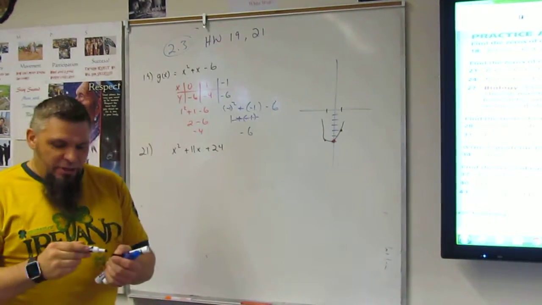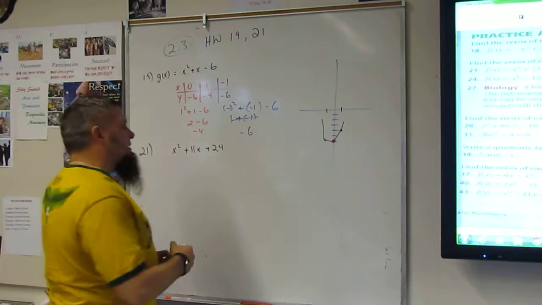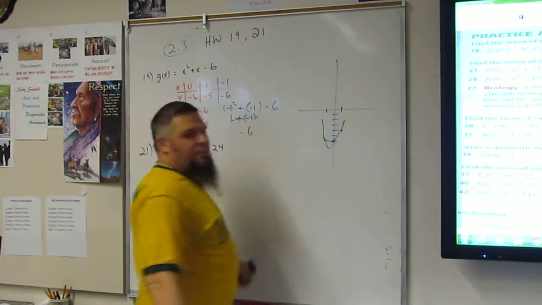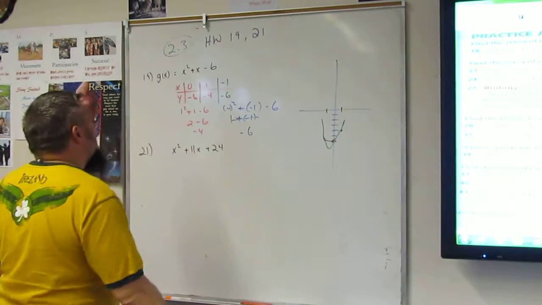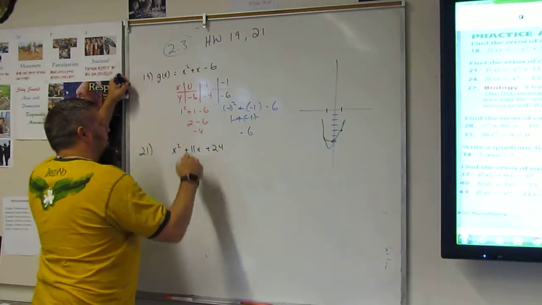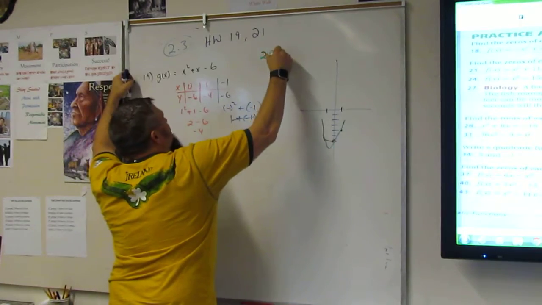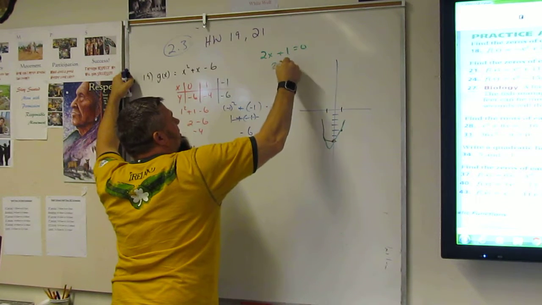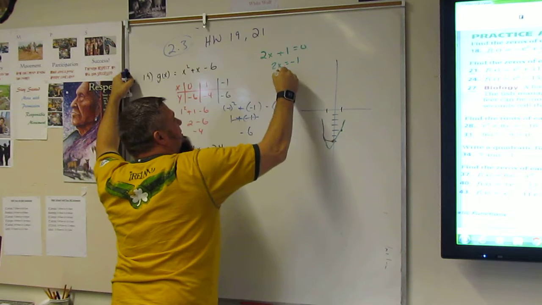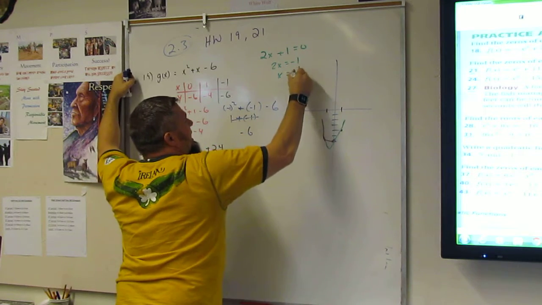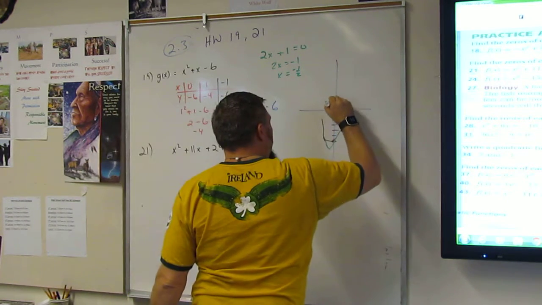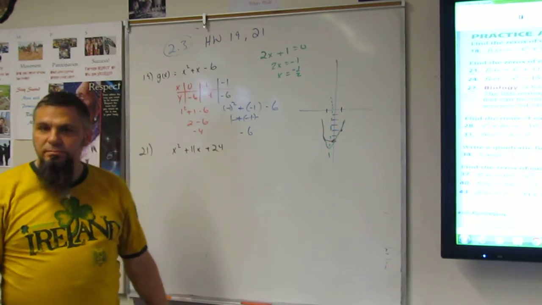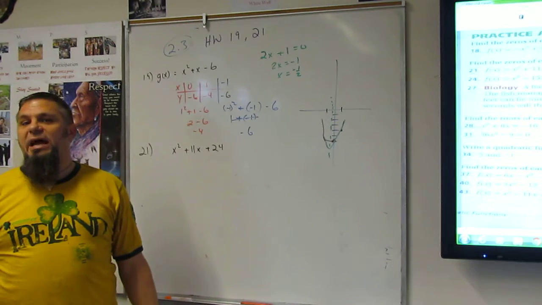And if we did the math, we would find that that's probably not the case. It's probably coming down and back up. Okay? If we did the math here, we would find that that's really 2x plus 1 equals 0. So then 2x equals negative 1. So then x is equal to negative 1/2, which would put that right here, right? Remember the finding the vertex and finding the axis of symmetry?